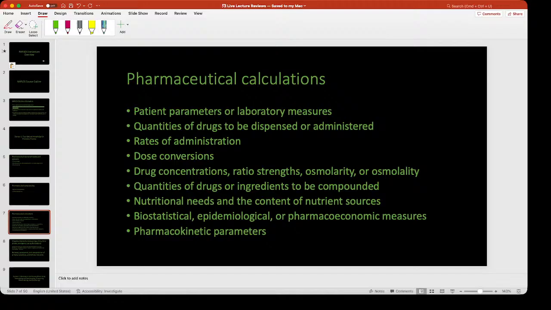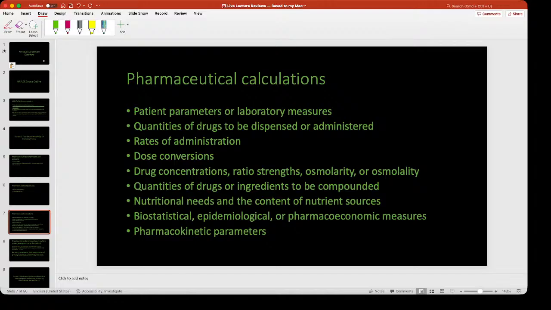So understand dose conversions, drug concentration, ratio strengths, and osmolarity. You have to know those kinds of equations. How would I convert this percent? How much percent of this medication is needed? What is the allocation? Know all of that. Also dose conversions, converting milliliters to liters to grams, and doing those kinds of conversion practices as well.